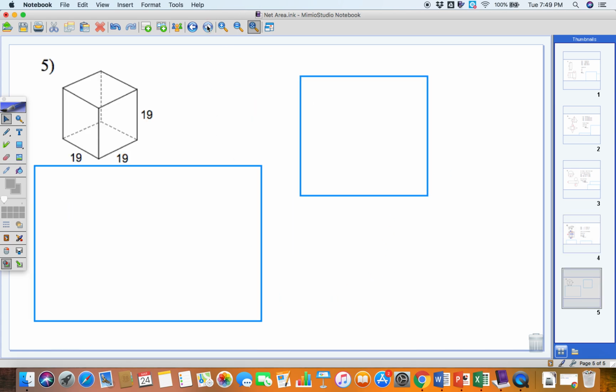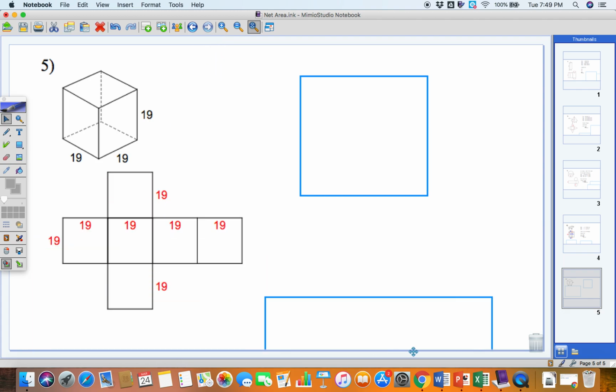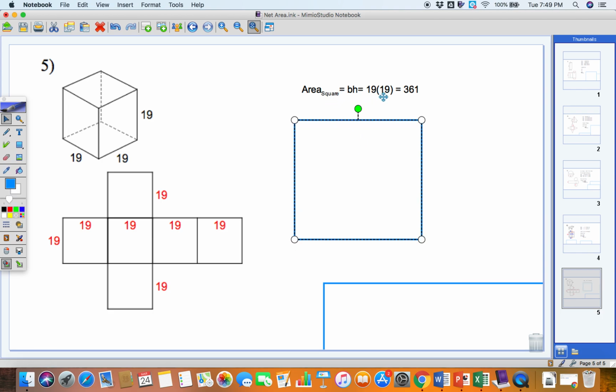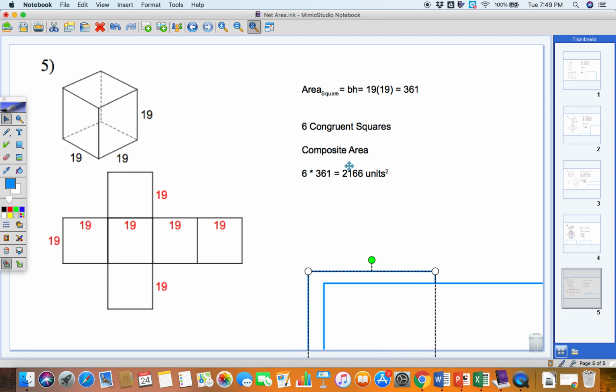And then our last example is a cube. And hopefully by now in our unit, you realize that a cube is 6 congruent faces. So we should have 6 squares that all have side lengths of 19. So when we go to find the area of a square, it's base times height, which is 19 times 19. So that's 361. We have 6 congruent squares. So on this one, our composite area, instead of adding up 361 6 times, we just multiplied it and got 2,166 square units.